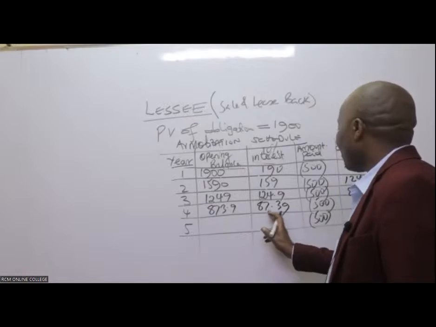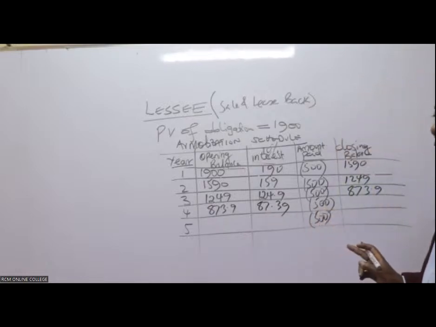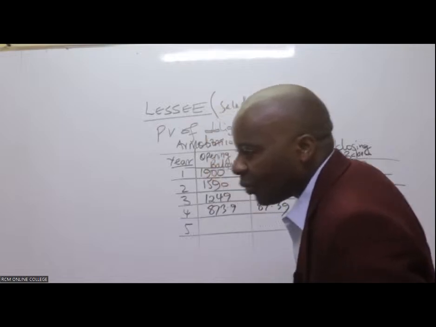So this plus 87.39 minus 500 gives me what figure? I'm being given here 461.29.